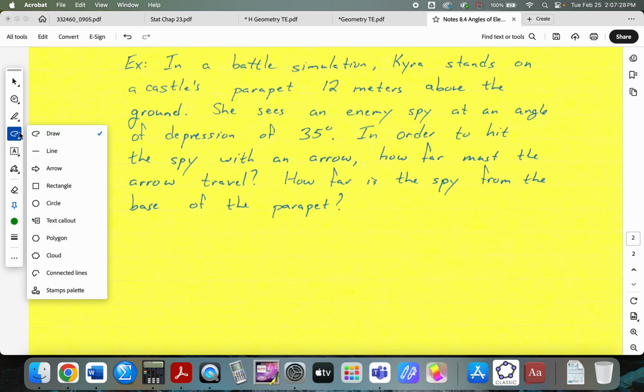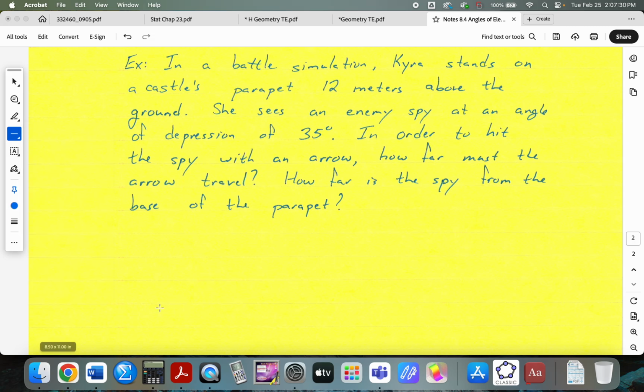Now, what I get more often than anything else on this problem is, what the heck is a parapet? It doesn't matter. You don't need to know. If you want to look it up, it's fine. But you don't have to know what it is. You need to know that Kira's 12 meters off the ground. Okay, so she's way up in the air. And you can put her on the left or on the right, it doesn't matter. I usually put my observers on the left. I don't know why, I always have. It's not important.